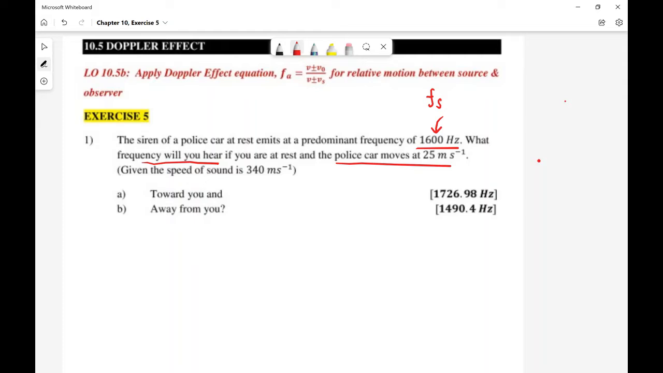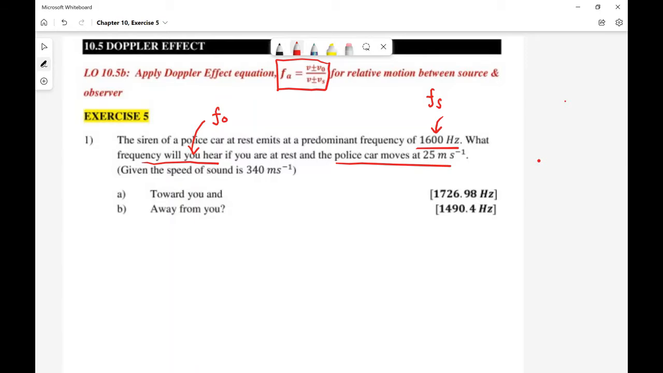So the observer is you. Soalan ni dia nak frekuensi heard by the observer. Kita boleh guna simbol dia FO, O stand for observer. Ataupun kalau kamu tengok kat atas ni, simbol dia adalah FA, A ni maksudnya stand for apparent frequency. Benda yang sama lah sebenarnya. Frequency heard by the observer actually is the apparent frequency. Untuk soalan A, the police car moves toward you.